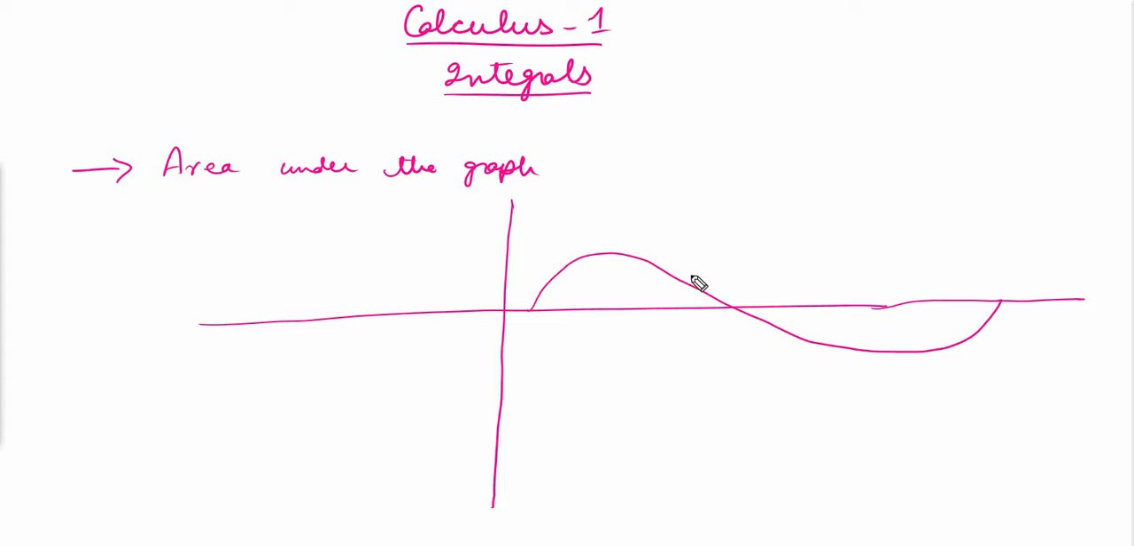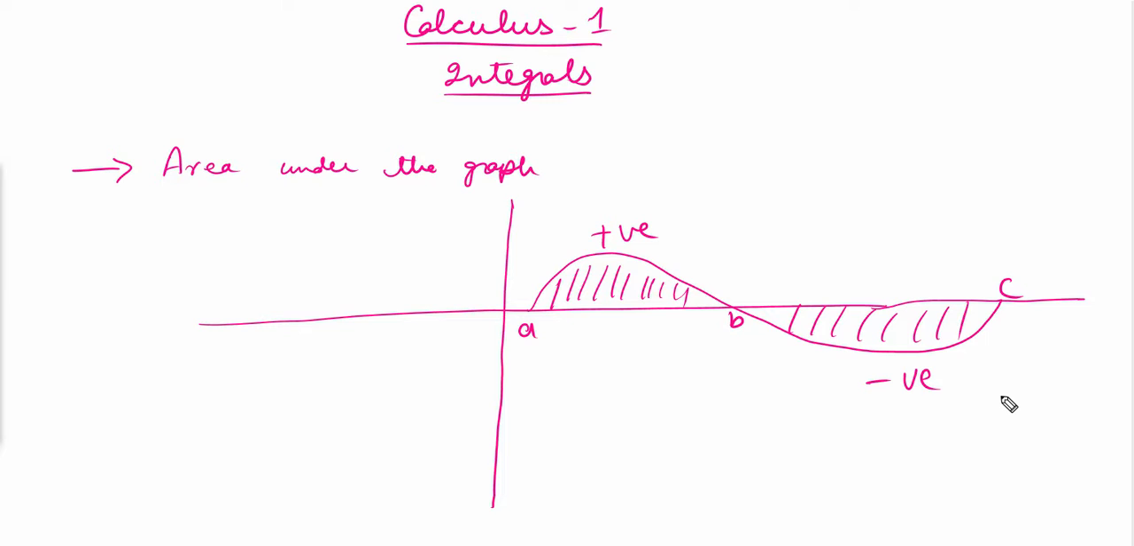Now let me just erase this. Let's suppose we have a graph like this. For the points A, B and C, the integral from A to B will be positive, and the integral from B to C will be negative, because the integral takes the area above the x-axis as positive, and the area below the x-axis as negative. This is the phenomenon that you have to keep in mind while doing questions on integrals.